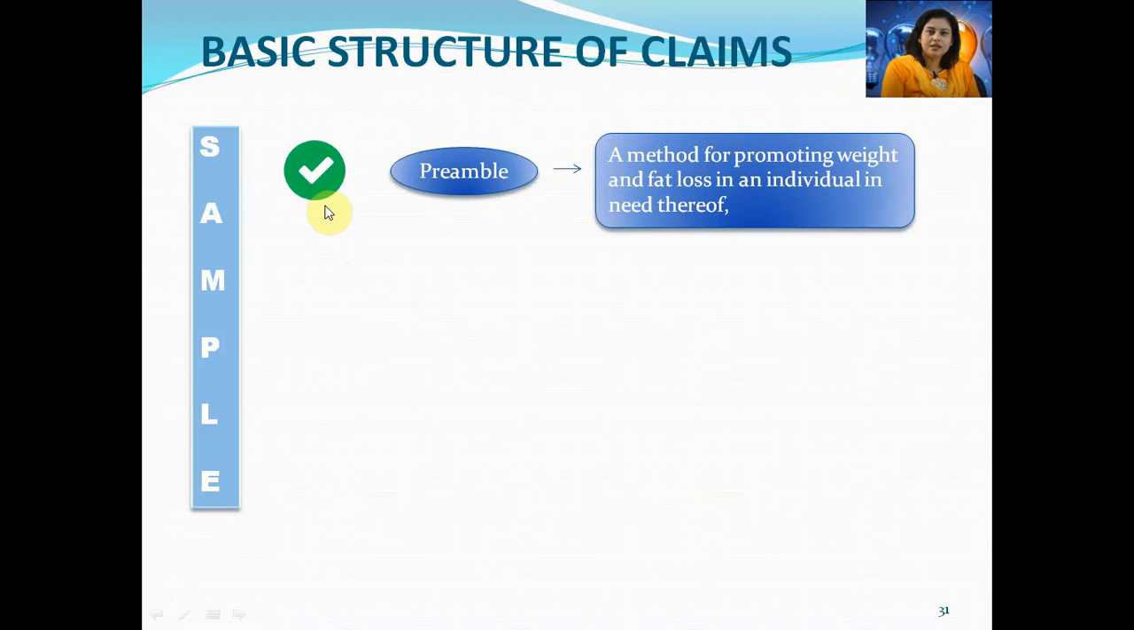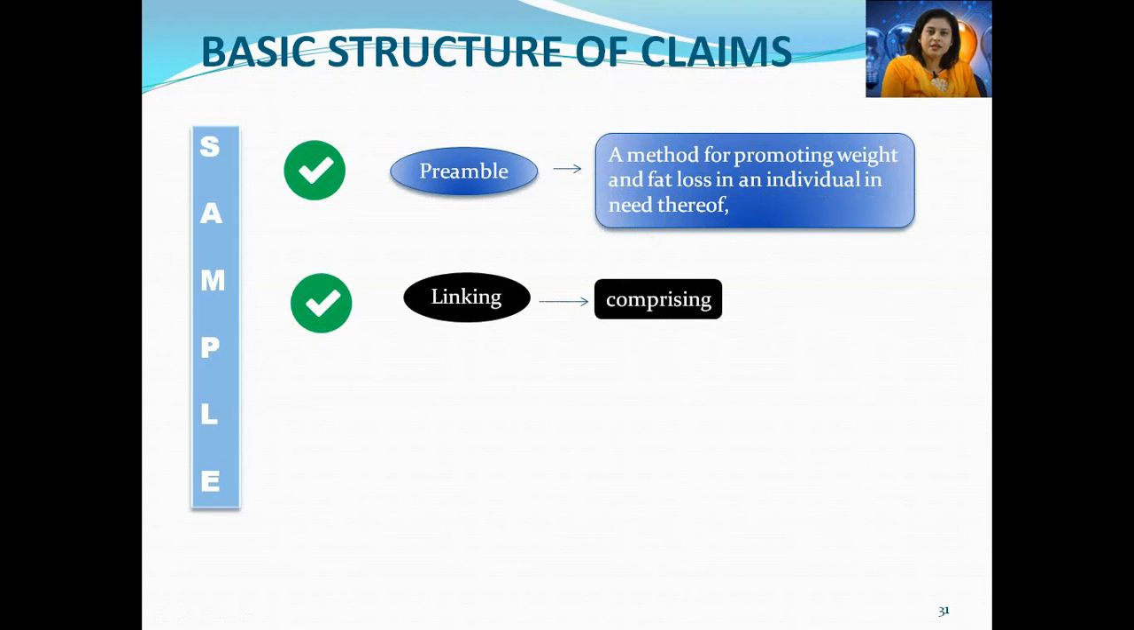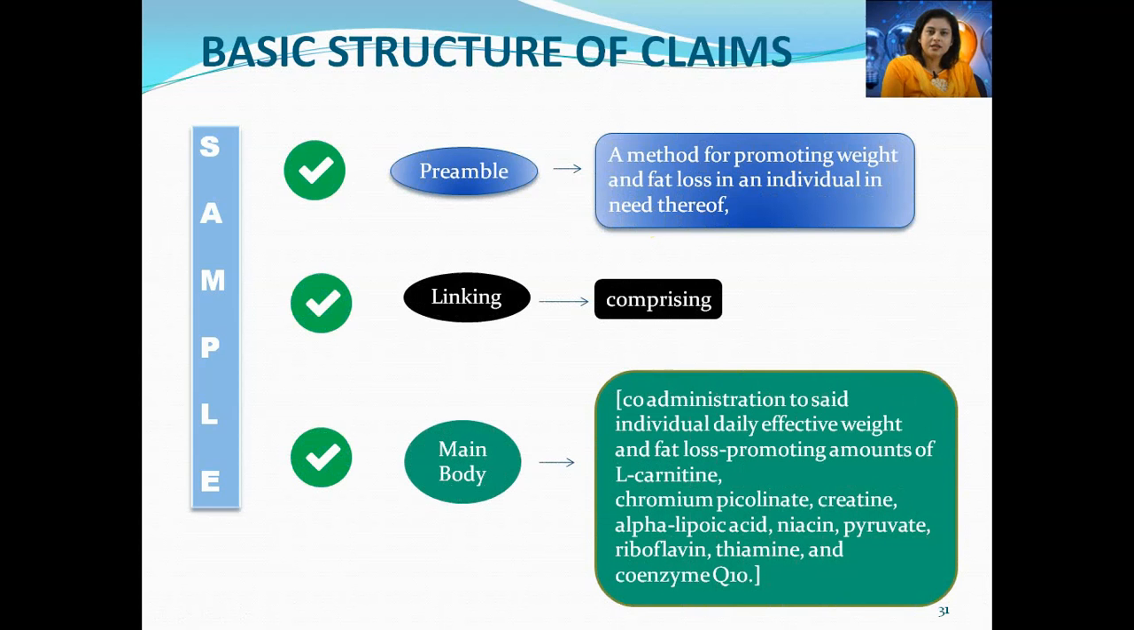You can see here a sample claim. The first part is the preamble. A sample preamble may be a method for promoting weight and fat loss in an individual in need thereof. After this sentence, you can give the linking. That means the linking word should be comprising. So after need thereof, comprising what? Then comes the main body. For the main body you can write, this is just a sample, co-administration to said individual, daily effective weight and fat loss, and so and so.